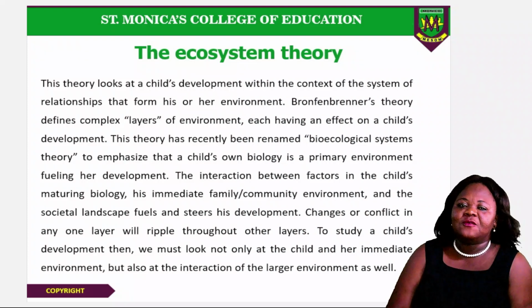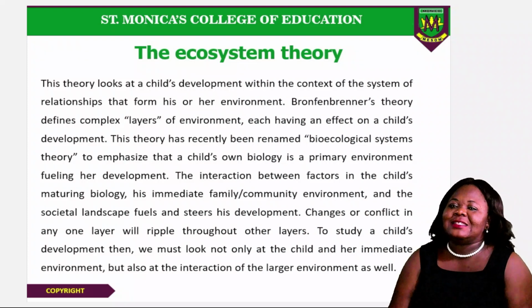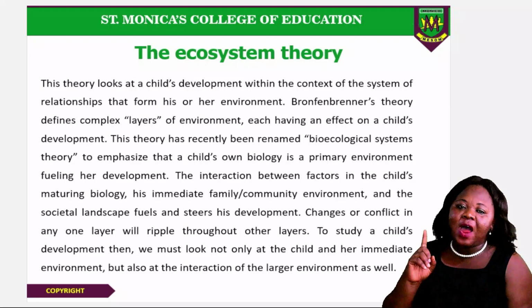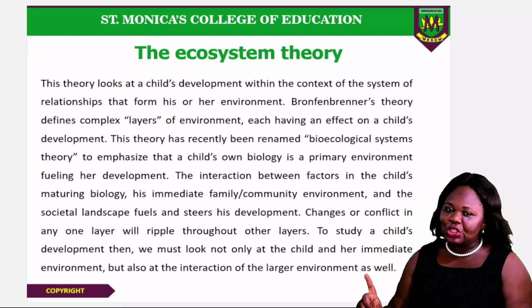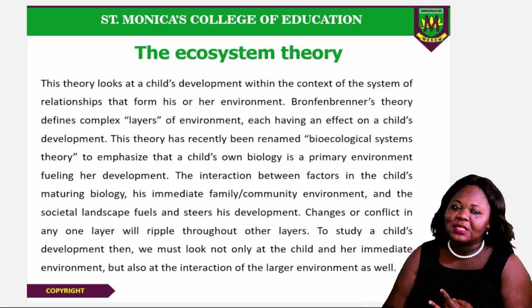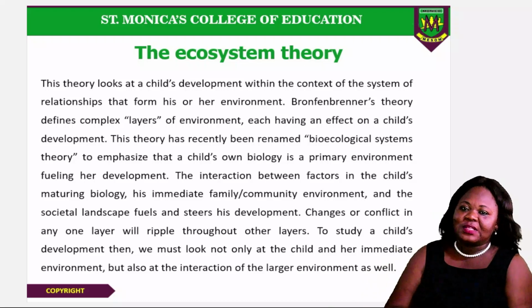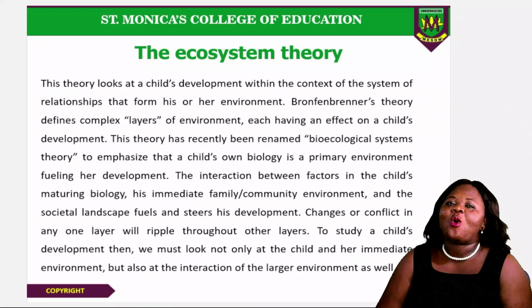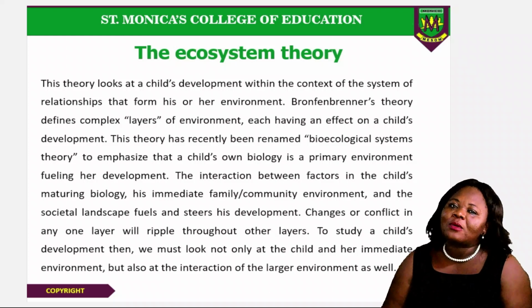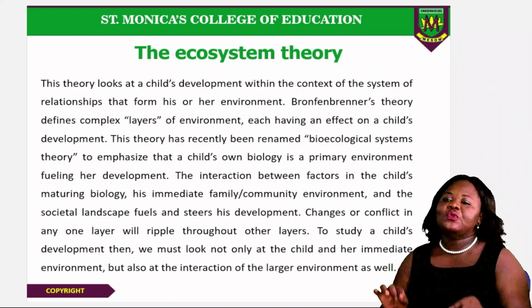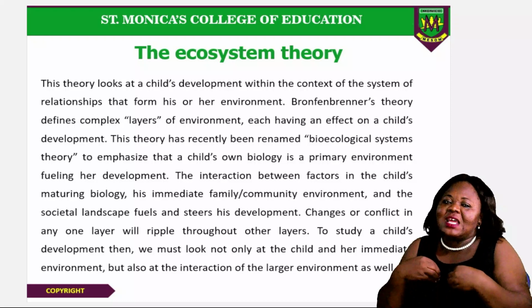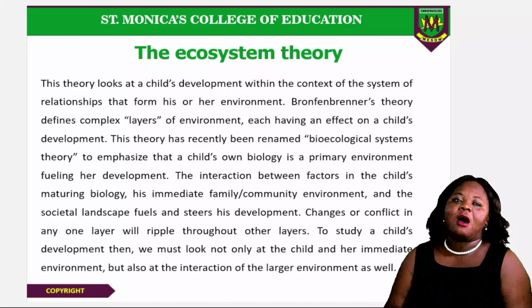So to study a child's development, we must not only look at the child as an individual, but we look at the child and his environment, not in isolation, but we also look at the child, his immediate environment, as well as the interaction that goes on within the larger community. So the ecosystem is not only about the child in isolation, not only about the environment in isolation, but the child in relation to the smaller and the larger environment, as well as the individual's biological makeup.